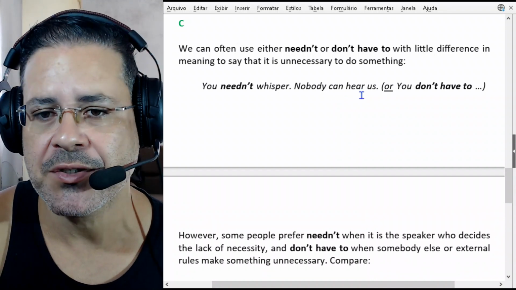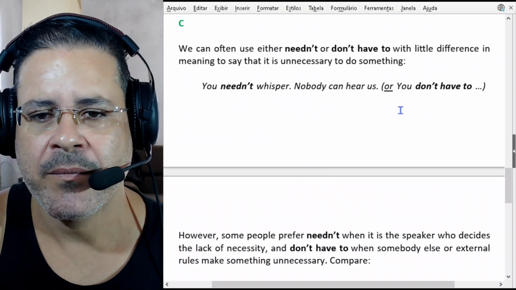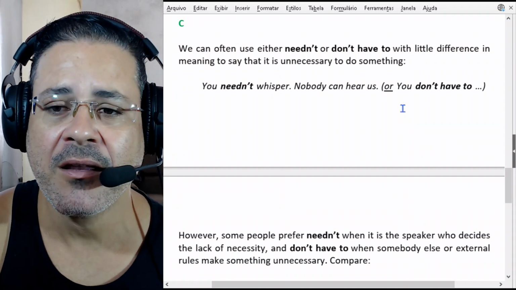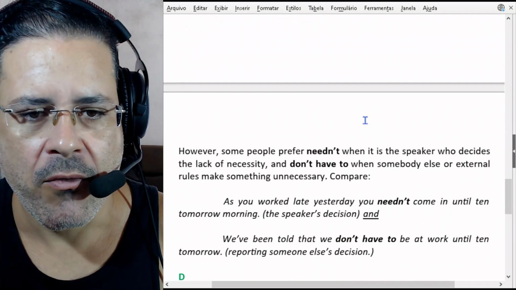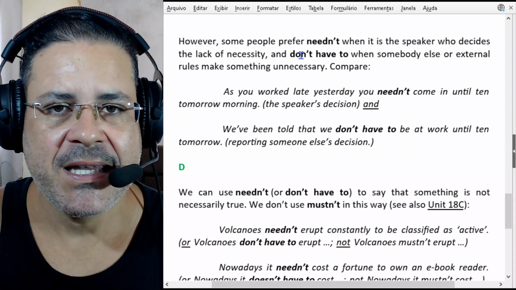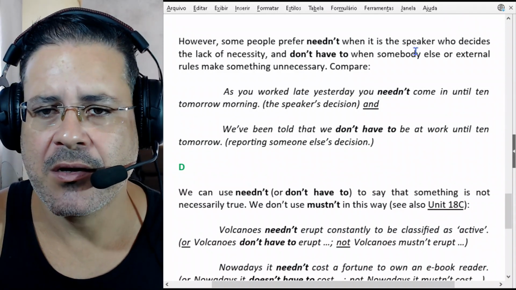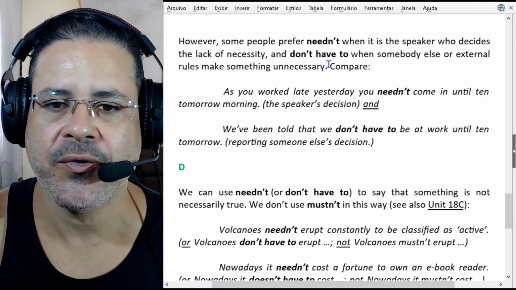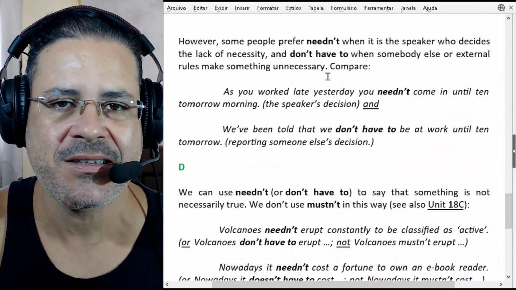But alternatively, if you don't want to use a modal verb, in that case, you might say, you don't have to whisper, nobody can hear us. Alright, moving on. However, some people prefer needn't, modal verb, when it is the speaker who decides the lack of necessity, and don't have to when somebody else or external rules make something unnecessary.